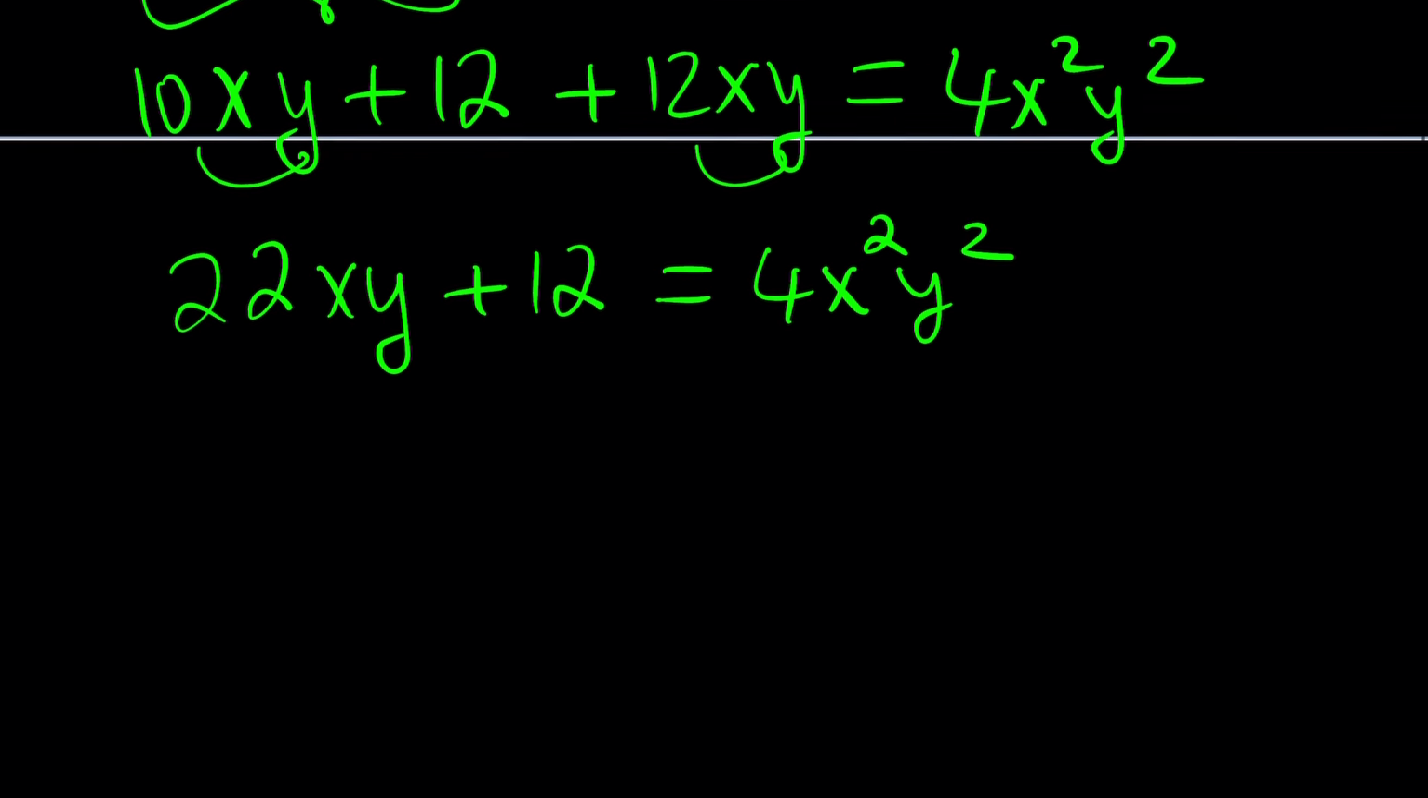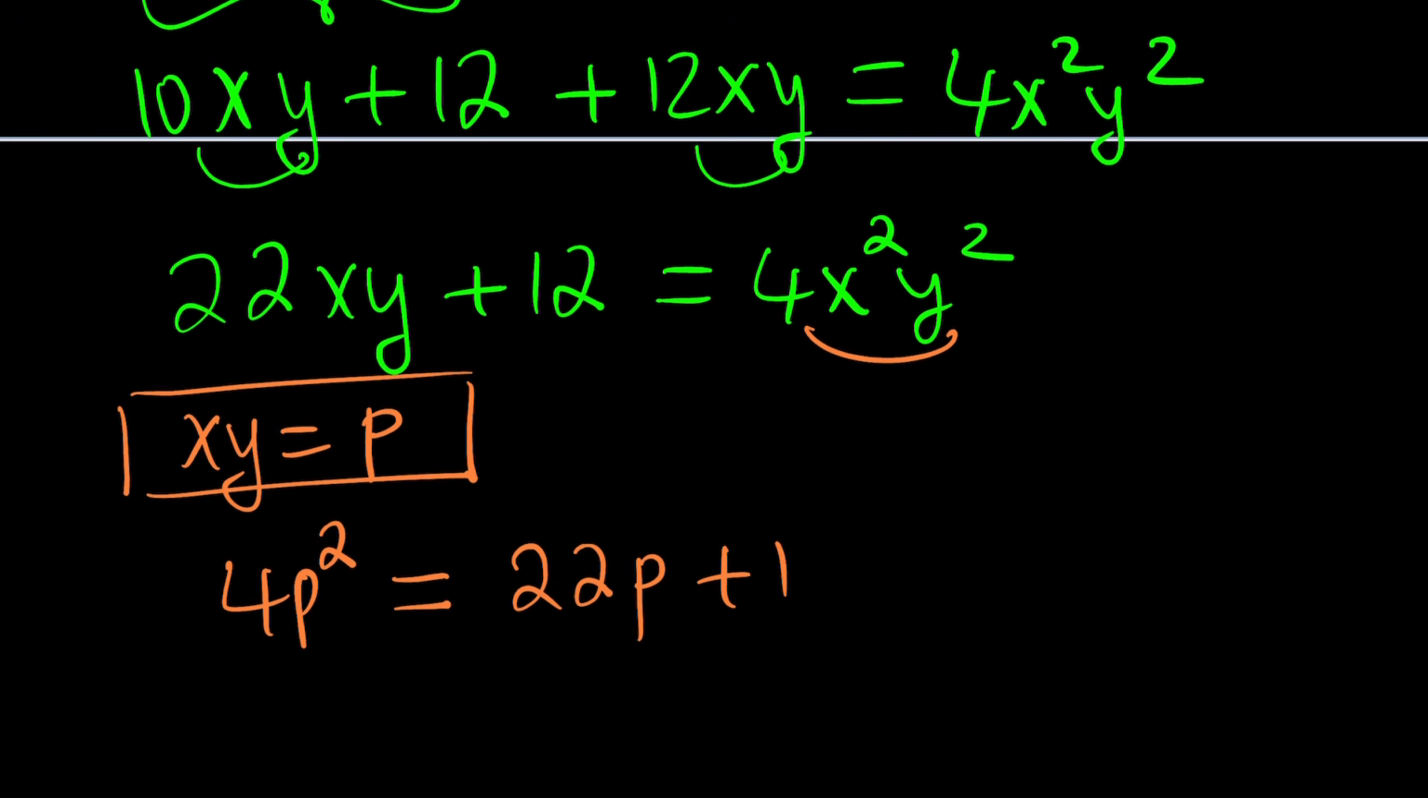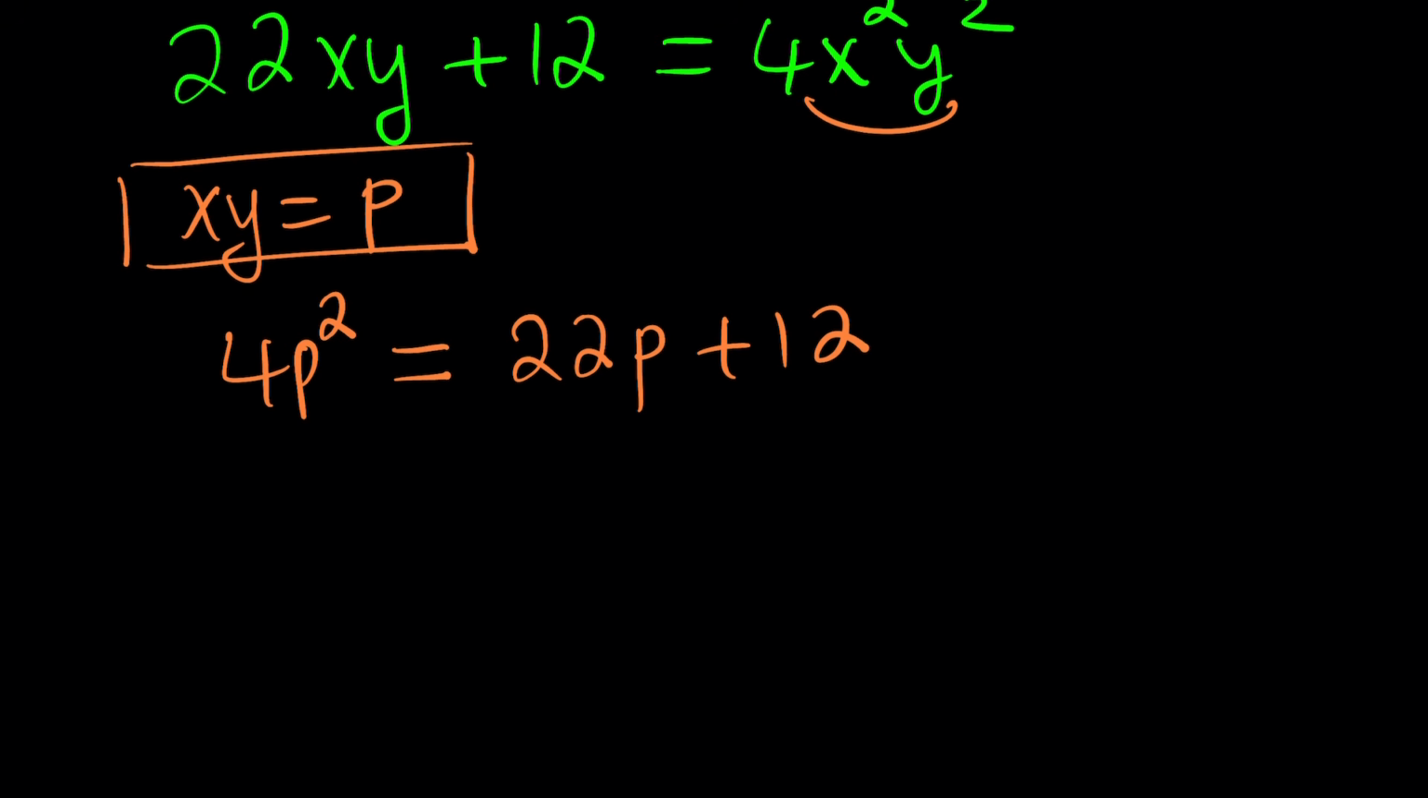Great. Now, notice that this is a quadratic equation. It's quadratic in xy. So if you set xy equal to p, by the way, I use p for product and usually s for sum. Notice that we have both of these. Well, at least we have the product, right? So this equation turns into 4p squared. I want to write the quadratic term first, equals 22p plus 12. Obviously, we can divide everything by 2. 2p squared equals 11p plus 6.